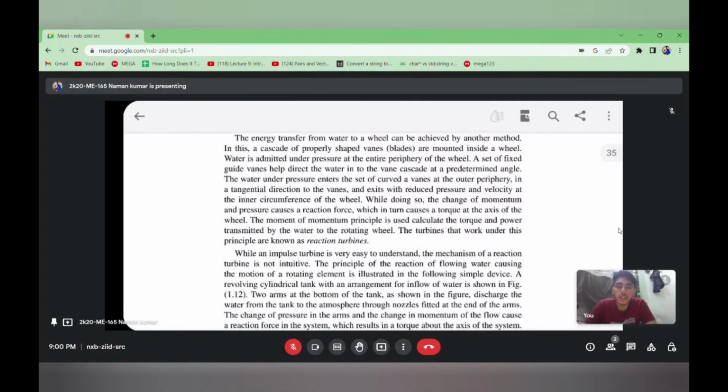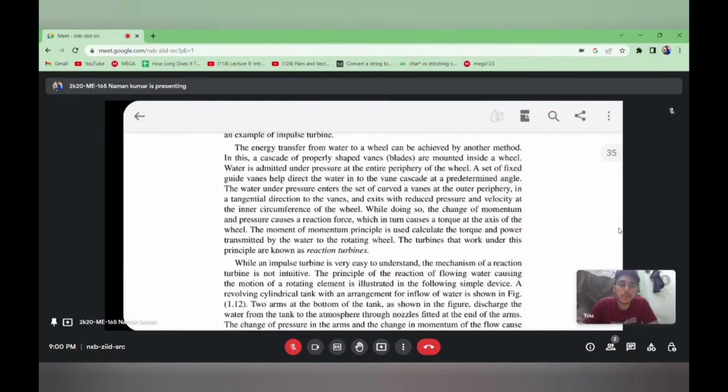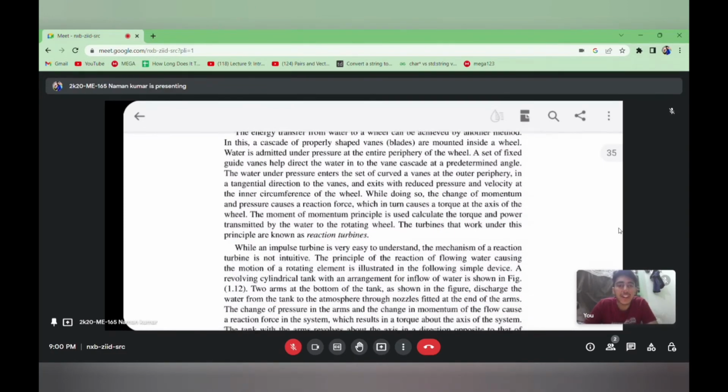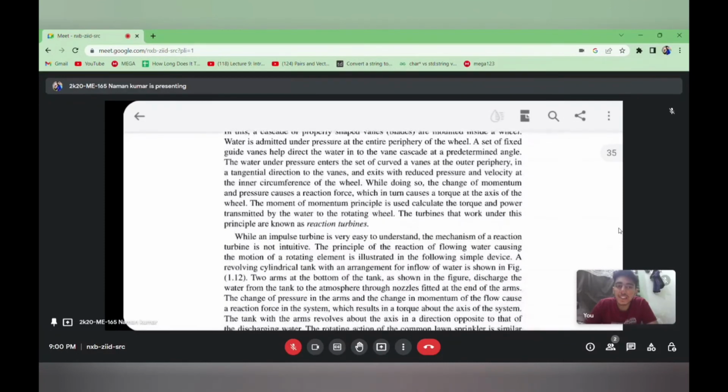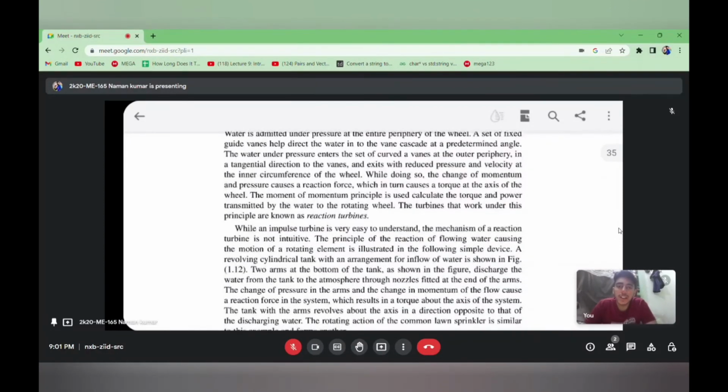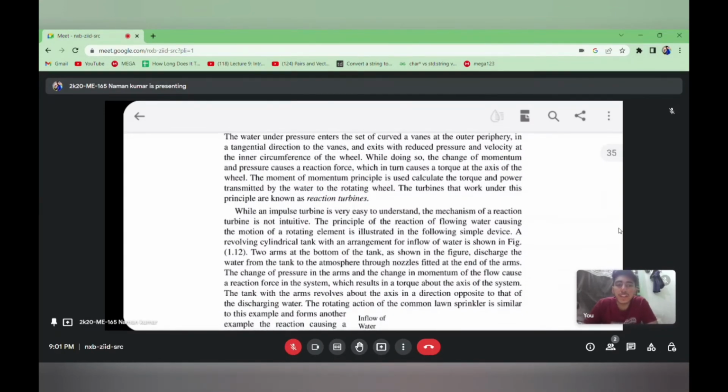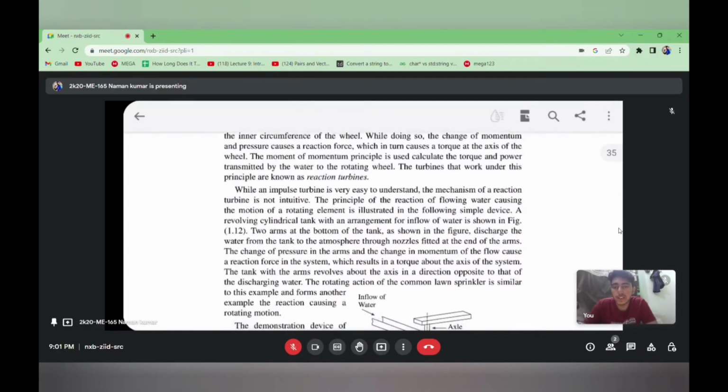The energy transfer from the water to a wheel can be achieved by another method. In this case, a cascade of properly shaped vanes are mounted inside a wheel. Water is admitted under pressure at the entire periphery of the wheel. A set of fixed guide vanes helps direct water to the vane cascade at a predetermined angle. The water under pressure enters the set of curved vanes at the outer periphery in the tangential direction to the vanes and exits with reduced pressure and velocity at the inner circumference of the wheel.